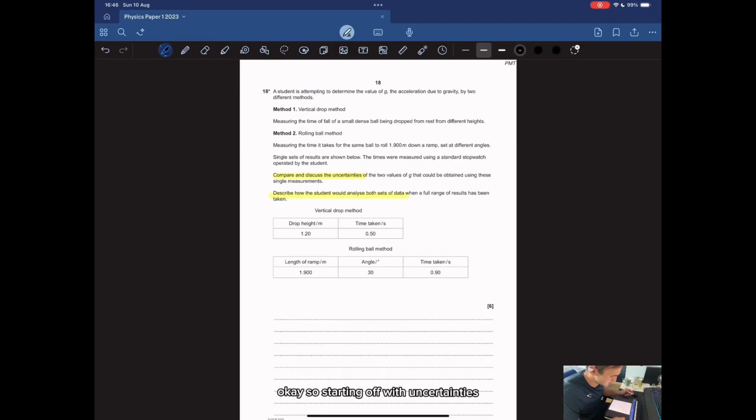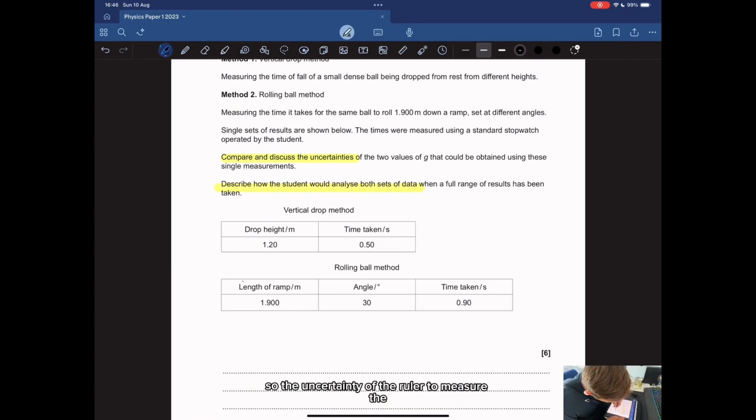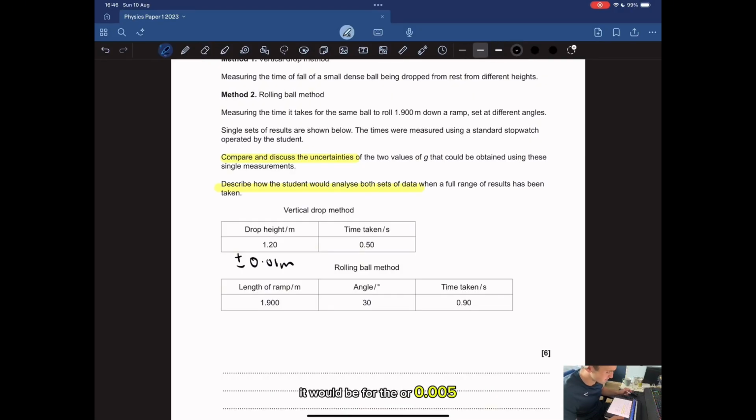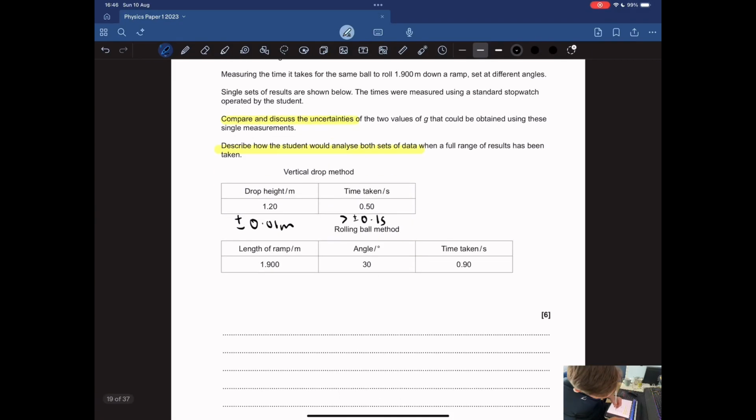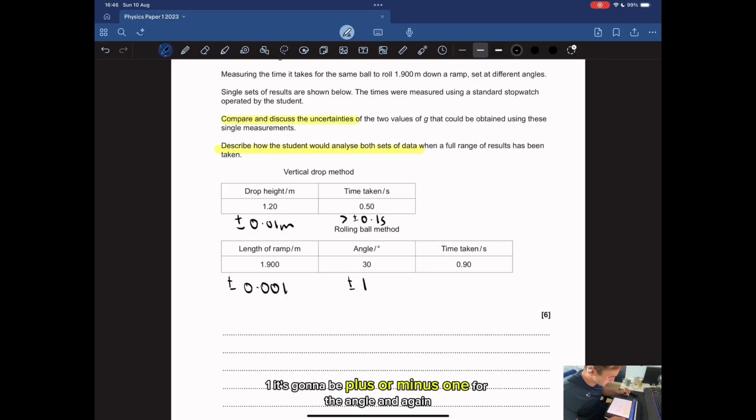Okay, so starting off with uncertainties. Everything's measured with analog devices, so the uncertainty of the meter stick to measure the height is 0.01 meters. I guess the stopwatch is digital, but the uncertainty is going to be bigger than the 0.01, or 0.005, it would be for the time taken because of reaction time. So it's going to be bigger than plus or minus 0.1 seconds for human reaction time. This is going to be analog, so it's going to be 0.01. It's going to be plus or minus 1 for the angle, and again it's going to be bigger than plus or minus 0.1 seconds.